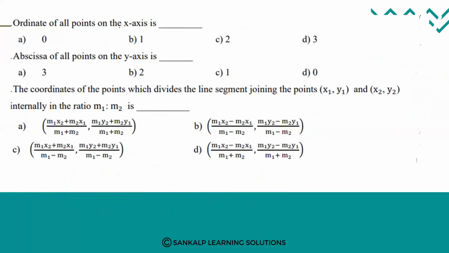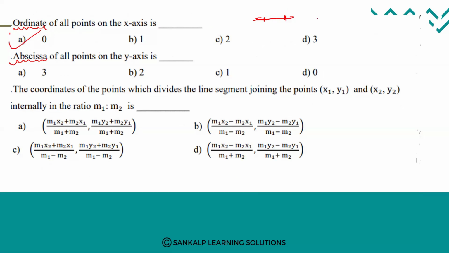Coordinates of all points on the x-axis is, yes, ordinate. Sorry, not coordinates, it is ordinate. Ordinate and abscissa will come in your syllabus, right? Ordinate of all points on the x-axis is, so we call the y-axis value the ordinate, and the x-axis value the abscissa, right? So ordinate of all points on the x-axis, the y value is 0. Therefore, option A is right. Abscissa of all points on the y-axis.